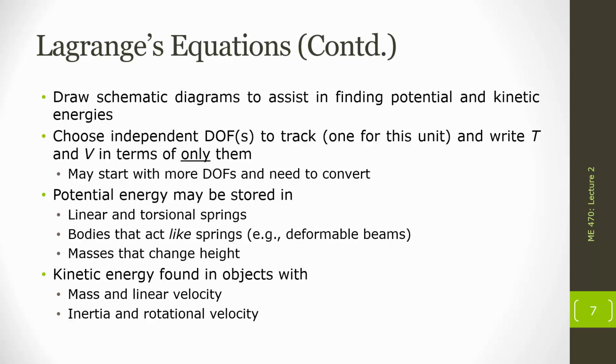So when we're forming the T, forming the V, we need to look at everything in the system that could have potential energy, add it all up together to get our V, and all the things in the system that have kinetic energy, and add all of those up to get our T value. Then we can form the Lagrange equation, do our differentiation step, and we're going to get out our equation of motion.